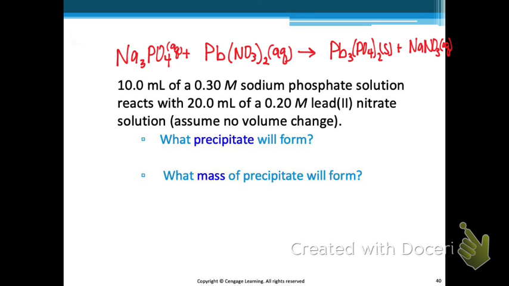That's what I got when I built it. I haven't balanced it yet, but yep, that's what I got. I just haven't written NaNO3 twice. I think this is what I had when I balanced it. 2316. No, that's what I thought.